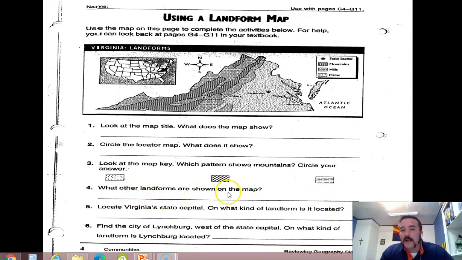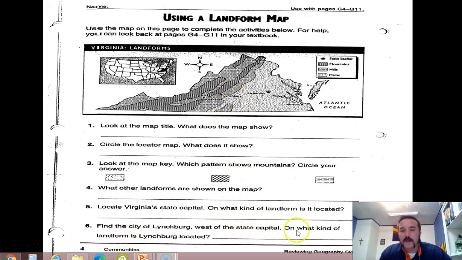And it says, what other landforms are shown on the map? Look at the map key. Locate Virginia state capital. There's the state capital symbol. There it is. What landform is it located on? Look at the map key. I see a bunch of dots here. Which one is that?